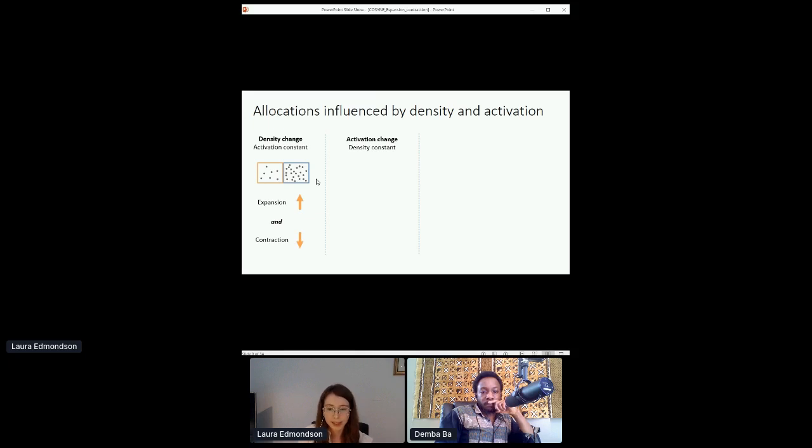If we hold the density between the two regions constant, but then increase the activation, say on this orange region, then we'll see a sole expansion of that region for the whole bottleneck.